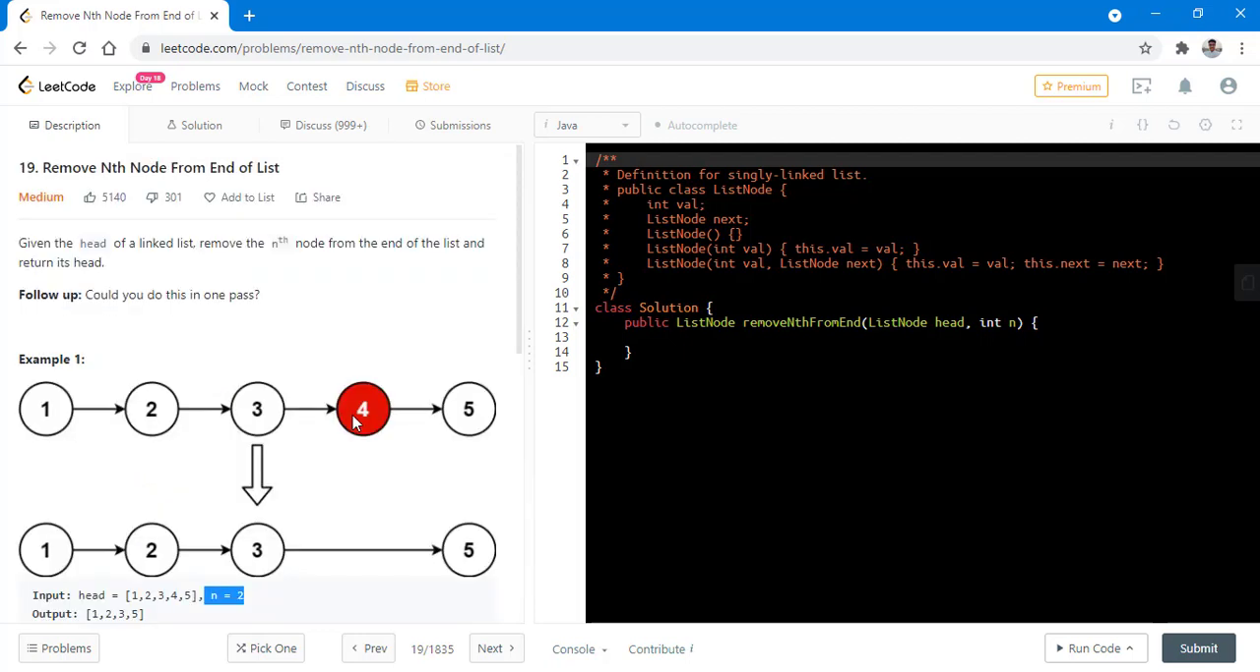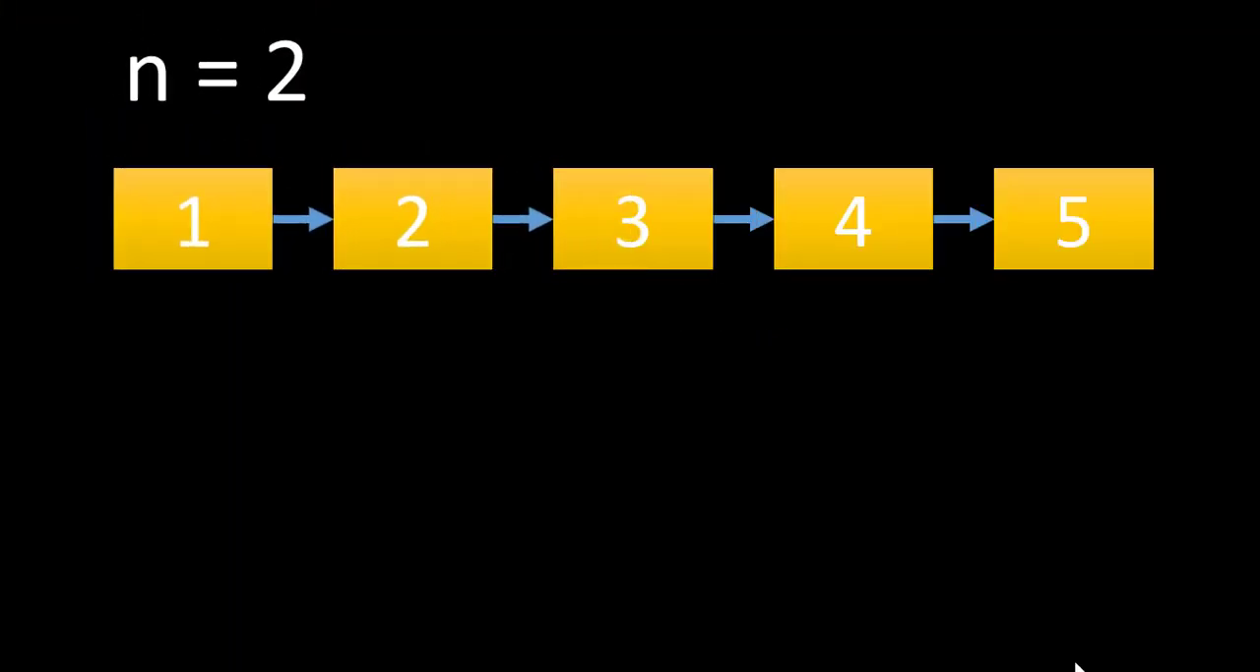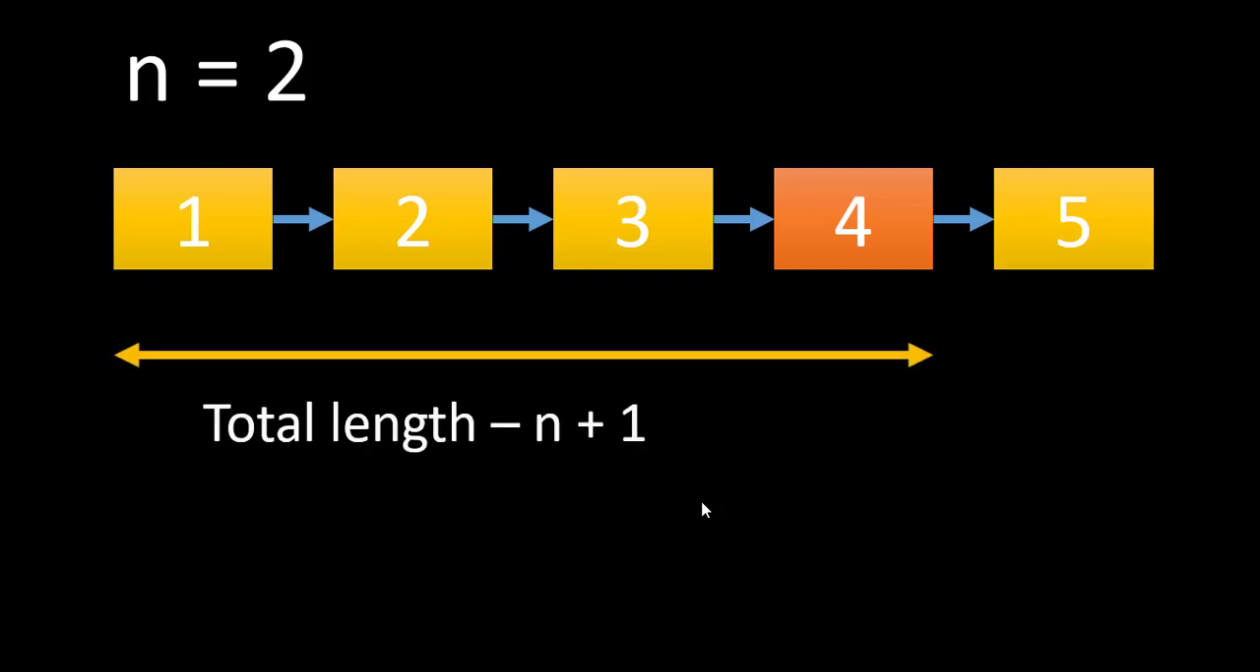So now let's see what the question is about and how we can solve this particular problem. We are given this example wherein we have 5 linked list nodes and we are given n equals 2. That means we need to delete the second element from the end. In this case, it points to the node which has the value 4. So how can we delete this particular node? If we count the number of nodes starting from the first node, that is the head node, till this nth last node, it will be equal to the total length of the linked list minus n plus 1. That is the number of nodes from the start to the node which we need to delete.